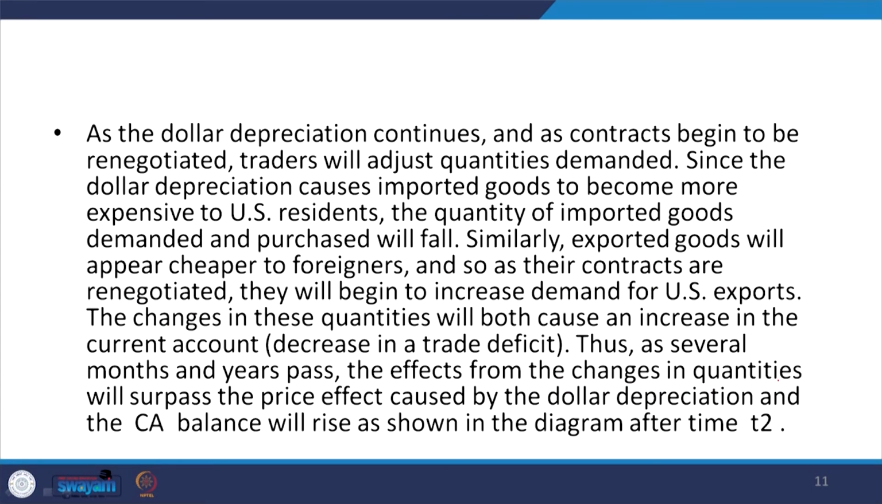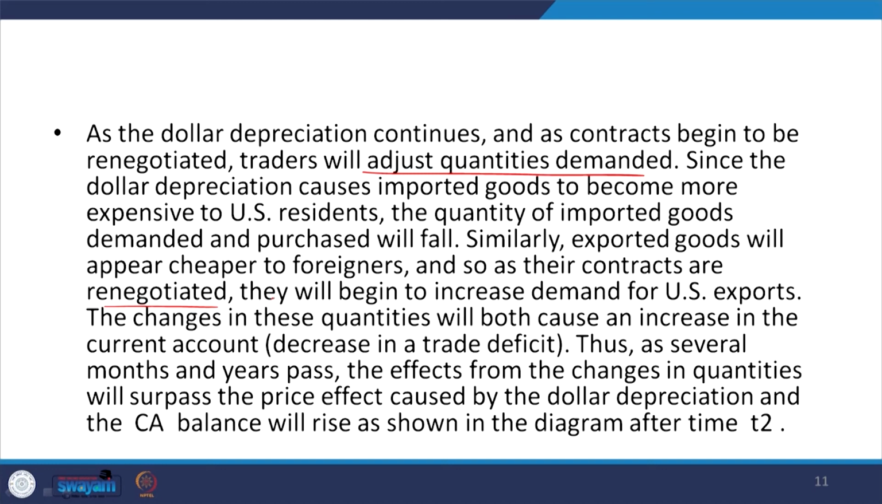Okay. Now, as the dollar depreciation continues and as contracts begin to be renegotiated, traders will adjust quantities as per the demand. Since the dollar depreciation causes imported goods to become more expensive to US residents, the quantity of imported goods demanded and purchased will fall. Similarly, exported goods will appear to be cheaper to foreign buyers. So, as their contracts are renegotiated, once again I am emphasizing, once it is renegotiated, then it has implications for the current account balance. The changes in these quantities will both cause an increase in the current account, thereby decreasing the trade deficit. Thus, as several months and years pass, the effects from the changes in quantities will surpass the price effect caused by the dollar depreciation, and the current account balance will rise as shown in the diagram in time period T2.